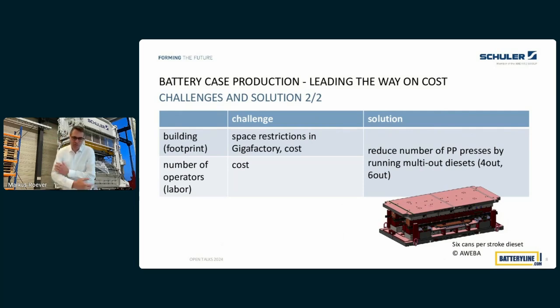We have realized 4-out die sets for the can size 46, we have realized 6-out die sets for the can size 21700. That means you have fewer machines, and it means you have fewer operators and less footprint. So this is a relatively big impact in your shift operation, in your manning, and also in the layout of your production facility.